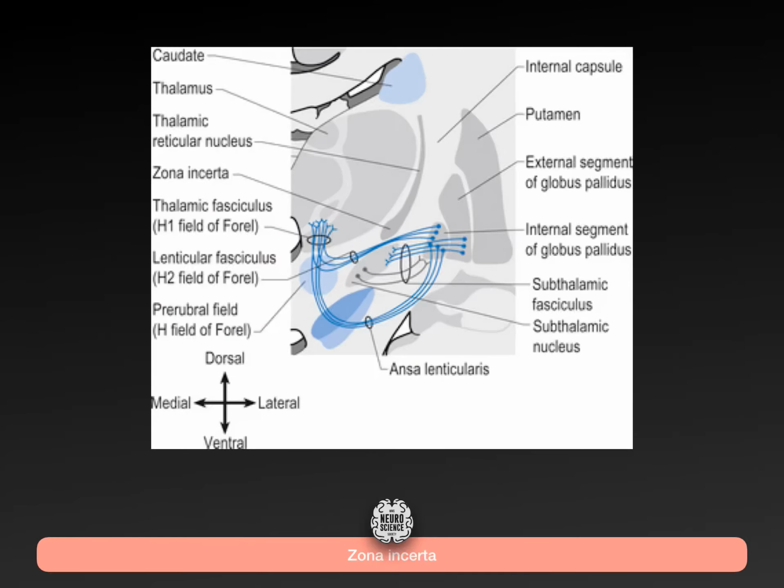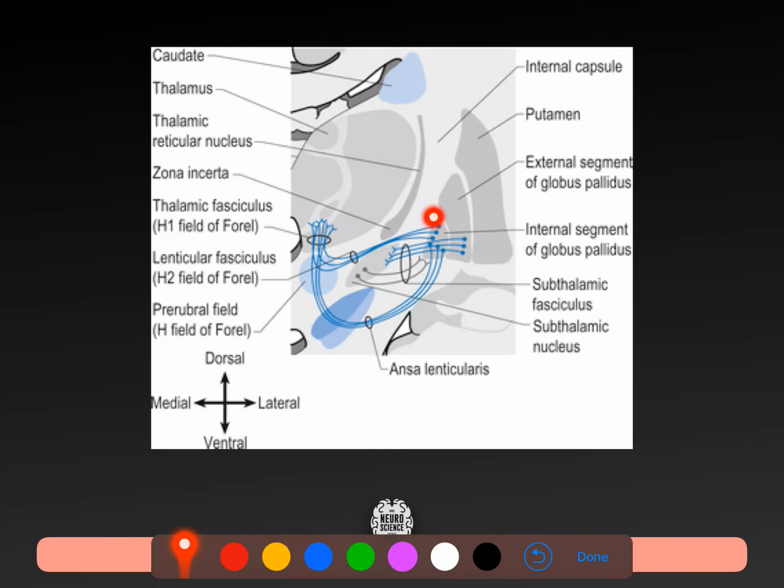Now, the zona incerta and the fields of Forel are something that we're going to briefly talk about here. So you've seen this many times, caudate, lentiform nucleus here. Here's our subthalamic nucleus, which is what we talked about. The fields of Forel is just a collection of fibres that connect the thalamus to the lenticular nucleus, some of them running down here quite inferiorly. So you just need to be aware that these things exist, and you might see them referred to as certain different things, prerubral, lenticular, fasciculus, but they're just a collection of projecting fibres that are involved in the basal ganglia loops.